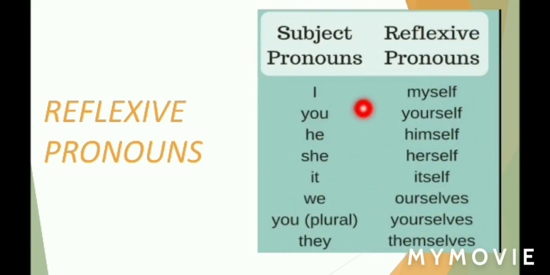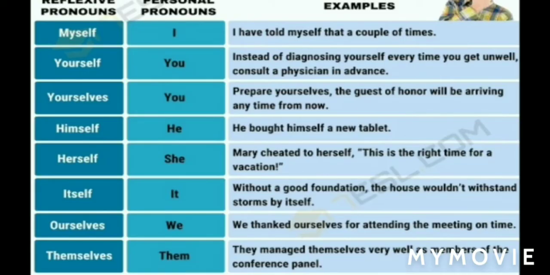If the subject is I, the reflexive pronoun is myself. If the subject pronoun is you, then the reflexive pronoun is yourself. In the same way, if the subject pronoun is he, then the reflexive pronoun is himself. If it is she, then herself. If it is it, then itself. If it is we, then ourselves. If it is you for plural, then it is yourselves. If it is they, then themselves.